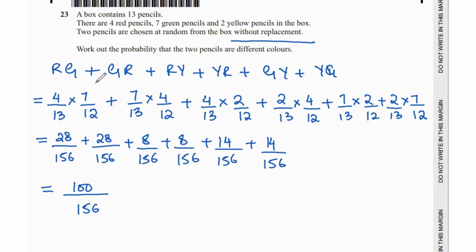Remember that if you're taking red and green pencil, you can take red first and then green, or green first and then red. So there are 2 possibilities of getting that color. Same goes for red and yellow and green and yellow. So that's why I wrote them twice, in different order. And since it's without replacement, once you've taken out a pencil, there's 1 less pencil in the box. Because of that, the total number of pencils changes when you're taking out the second pencil each time. Then you add up the probabilities and that gives you 100 over 156.